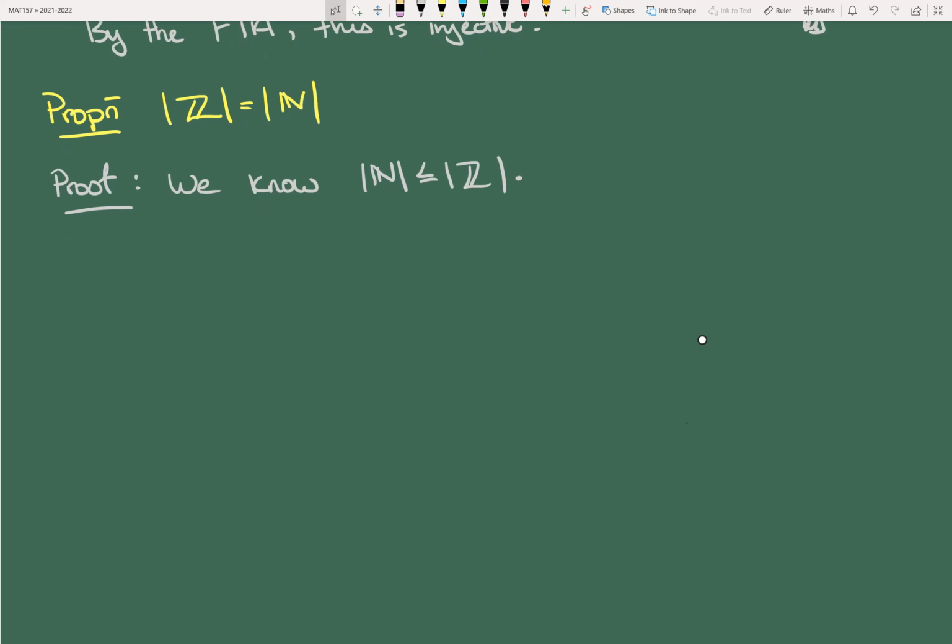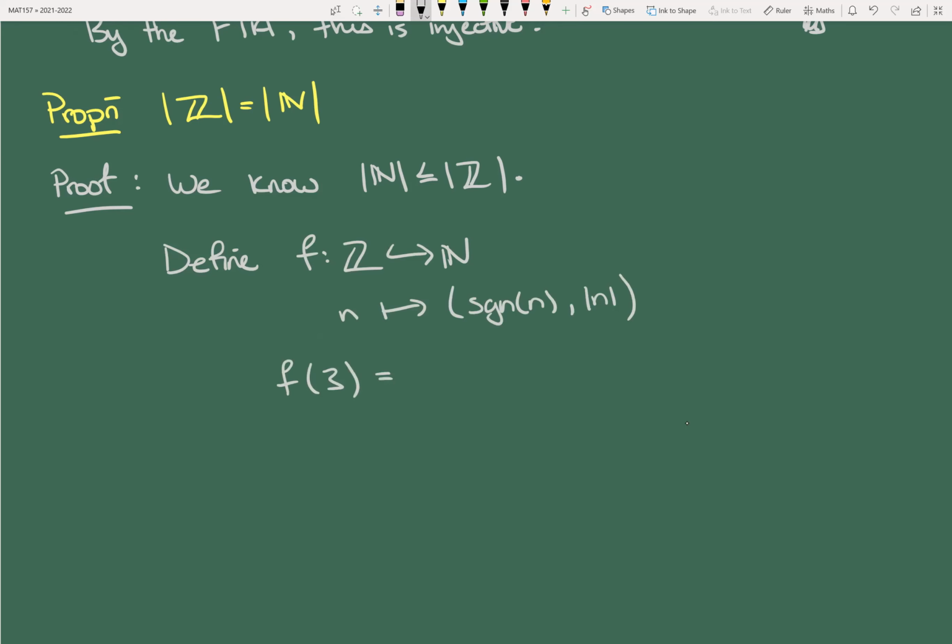Now, this is how I'm going to do it. So I'm going to define f from Z to N. And again, I want to define an injection here. And I'm going to take, what am I going to do? I'm going to define n, and I'm going to map it to the sign of n and the absolute value of n. Right? So for example, here I'm going to take f of 3, and that's going to be equal to (1, 3). But f of -5 is equal to (-1, 5), right?